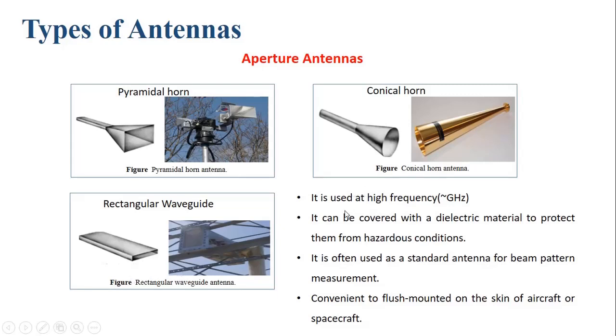These aperture antennas are mostly used at high frequencies and they can be covered with dielectric material in order to protect them from hazardous conditions. They are mostly used as a standard or reference antenna for measuring the antenna pattern. We will see this in our further lectures. This kind of antenna is useful for aircraft and spacecraft applications as they are very easy to mount on the skin of the spacecraft or the aircraft.